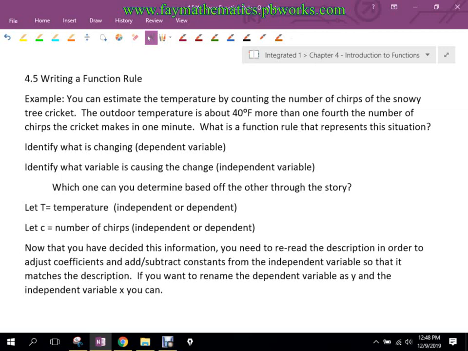So we're going to do something very similar here, but now we're going to specify certain situations where we have to read the statement and identify what is dependent and what is independent. What objects in the description are causing change in another object? That's going to help us define our variables, and then we'll write our equations.